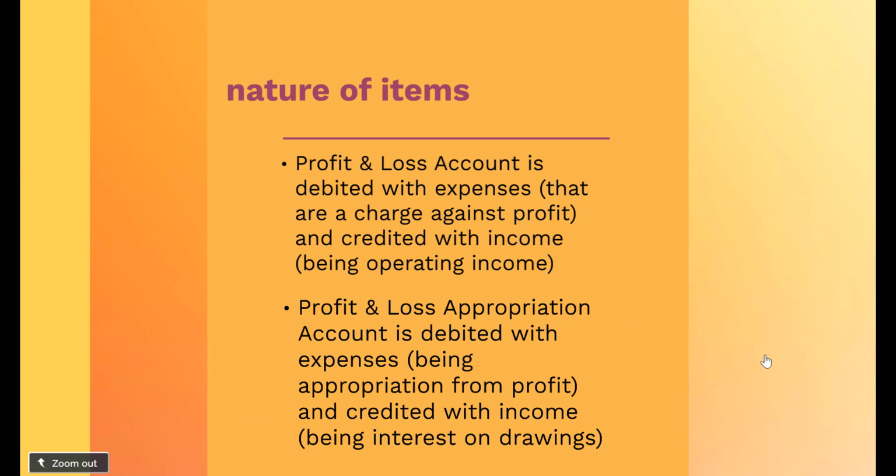What are the nature of items? The profit and loss account is debited with expenses which are referred to as a charge against profit and credited with income being the operating income. On the other hand, the profit and loss appropriation account is debited with expenses which are regarded as appropriations from profit and credited with income being interest on drawings.